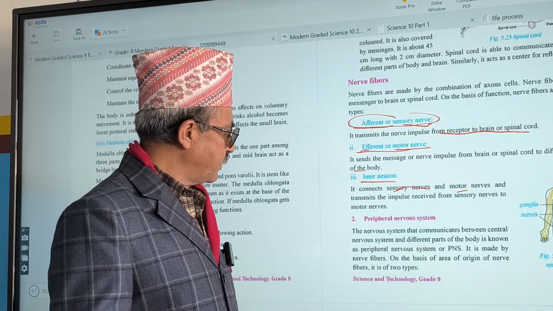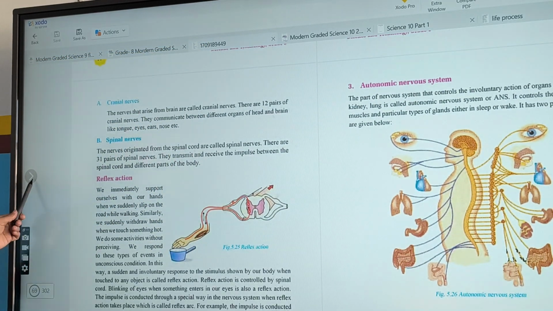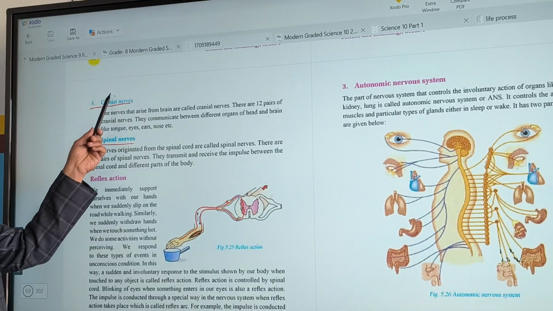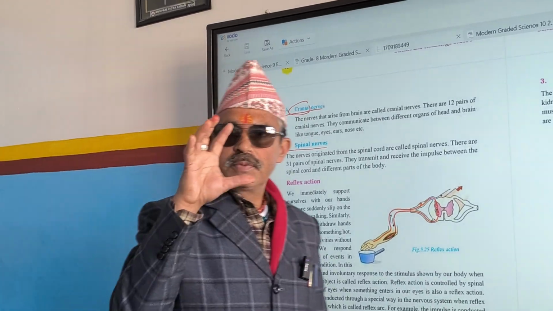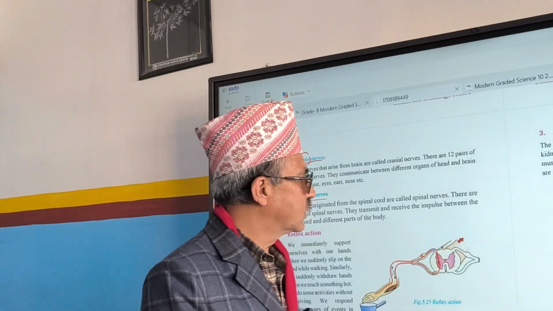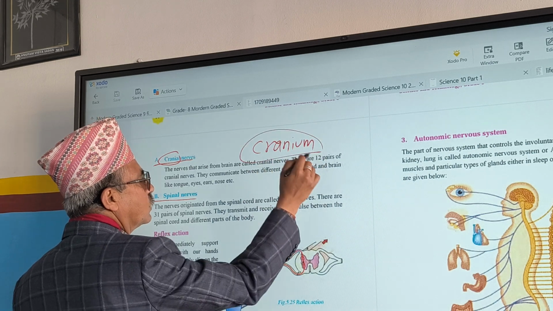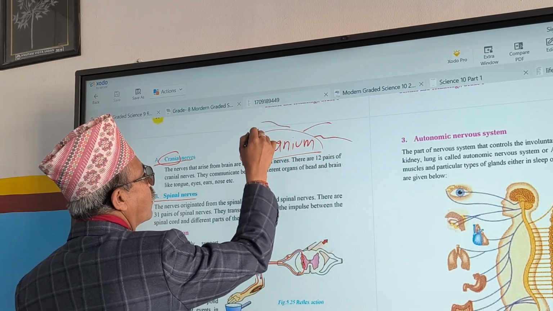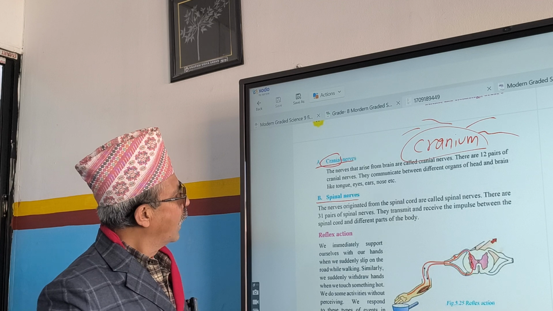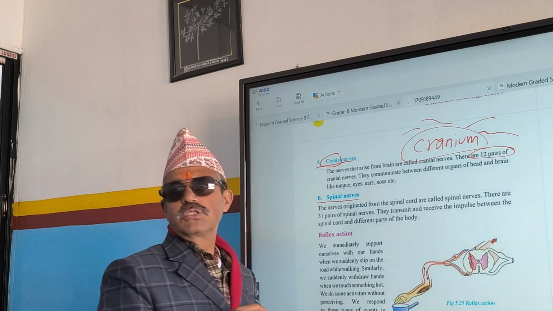Peripheral nervous system. How is peripheral nervous system made up of? Cranial nerves and spinal nerves. The region or box or area where our brain is located is called cranium. What do you call it? Cranium. So those nerves which originate from our brain are called cranial nerves. They originate from brain. How many cranial nerves are there? 12 pairs.